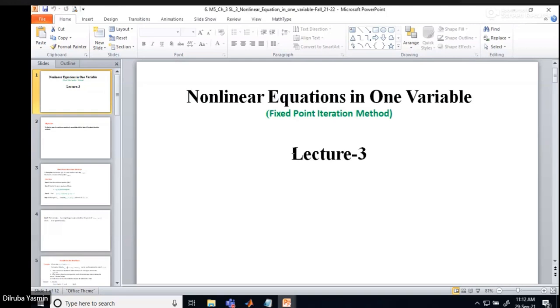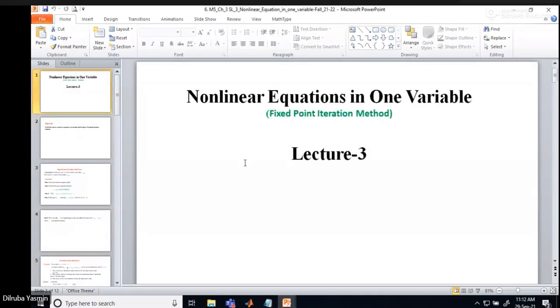So look at the name of the methodology, fixed point. What is the meaning of fixed point? That means the considered value of the variable will be fixed initially. Only one point will be considered as the guess value initially.